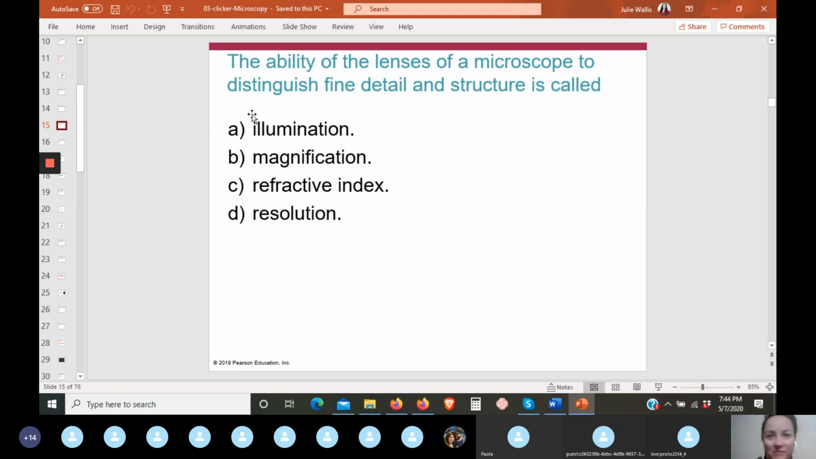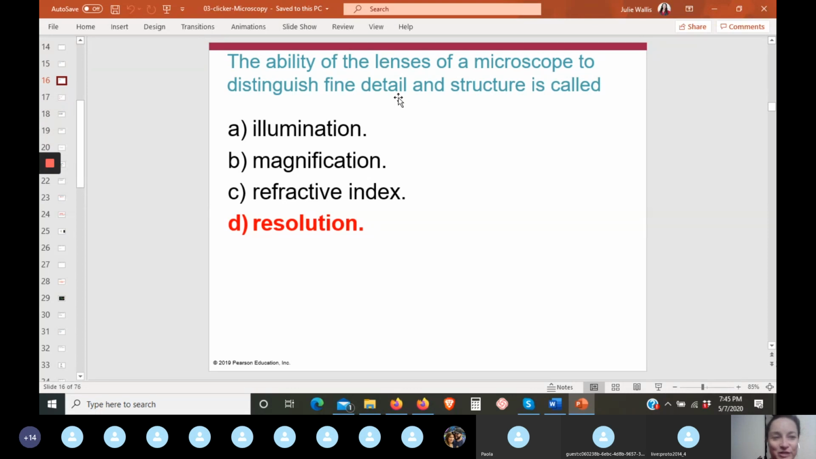Okay, I don't have a description for that one. The ability of the lens of a microscope to distinguish fine detail and structure is referred to as which of these? Whoops, I forgot to clear responses. No, it's not responding. Sorry. Resolution is winning. Magnification is coming in a close second.